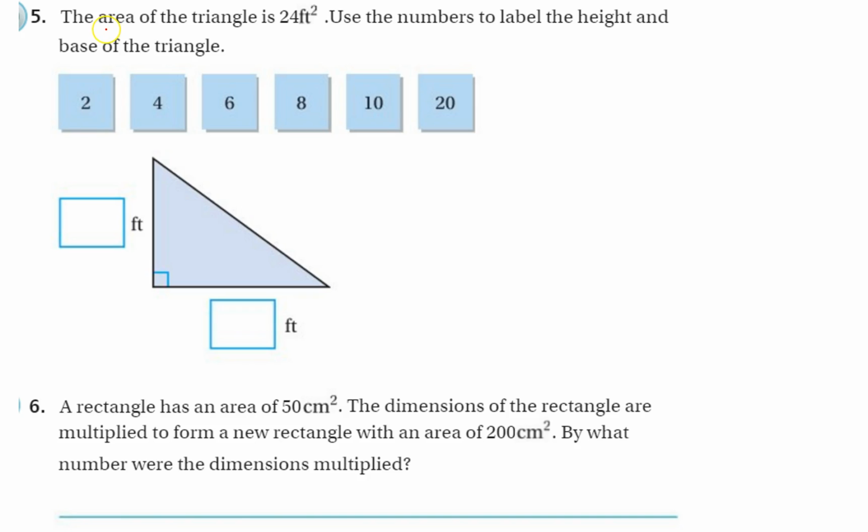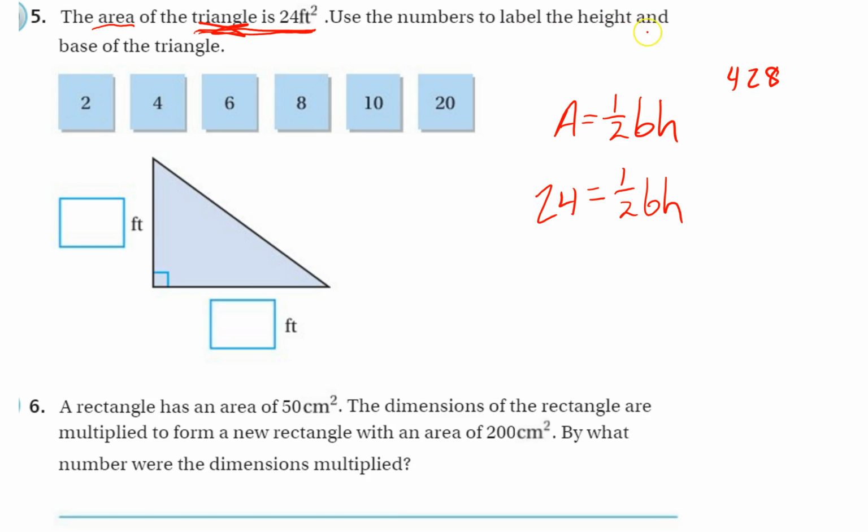All right, number 5. The area of the triangle is 24 feet. And by the way, we're on the top of page 428 right now. So I know I need to find the area of a triangle, and I know the formula is area equals 1/2 base times height. And I know that A needs to be 24 because it says the area is 24.